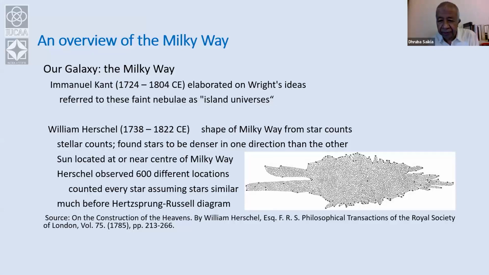And he made a sketch, which you can see over here, which was reported in the Philosophical Transactions of the Royal Society of London in 1785. This was much before the Hertzsprung-Russell diagram, and much before we learned that stars have very different luminosities and different colors, as some of you who have seen the Hertzsprung-Russell diagram will recollect or will know even otherwise.